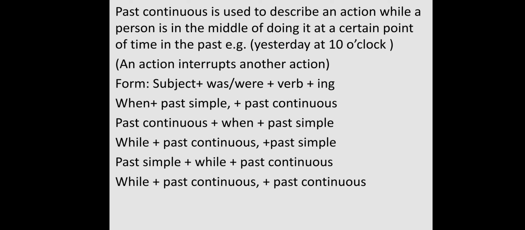This rule or this sentence can be written by using while, but we must change the arrangement of tenses after while. While is followed by past continuous and the other tense is past simple. While plus past continuous plus past simple, or if while comes in the middle, while is followed by past continuous and the other tense is past simple if it comes at the beginning.